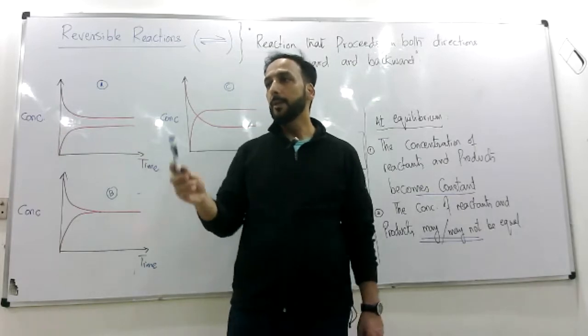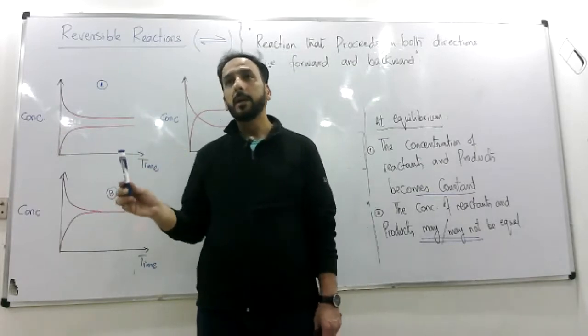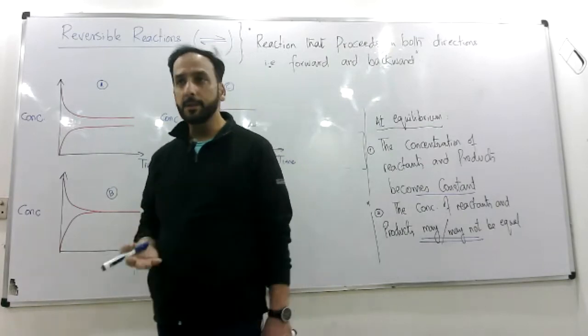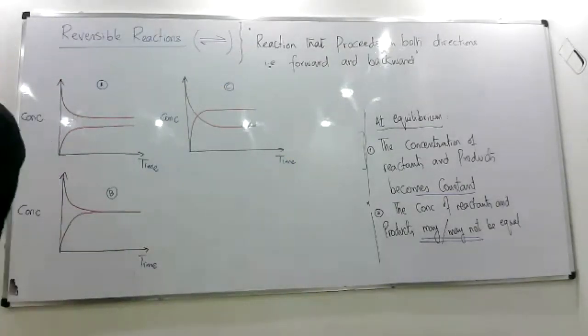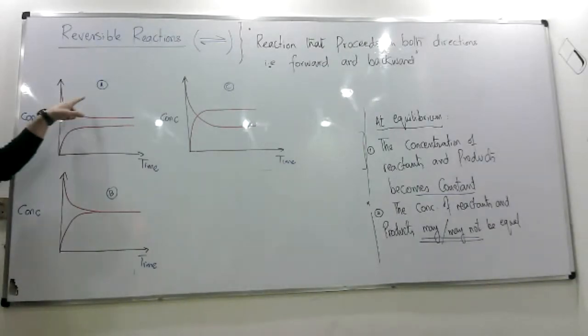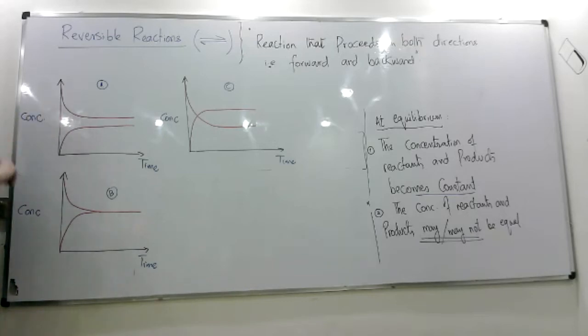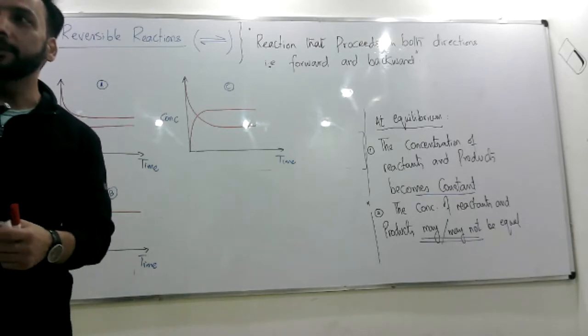In all the graphs, listen to the question carefully. In all the graphs, one line represents the concentration of reactants, the other is for the product concentration. Now you tell me that in this graph A, which line represents reactant concentration? He said the upper line is of the reactant. I am saying explain it. Why is that the correct answer? Why is this line for reactant concentration?